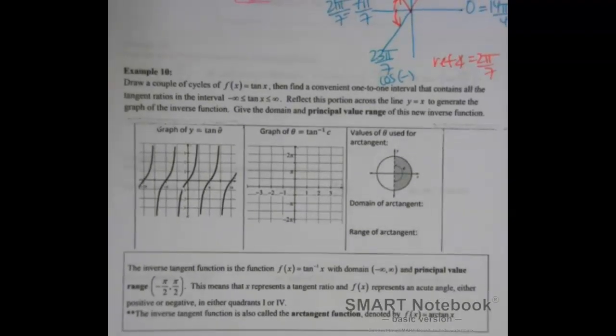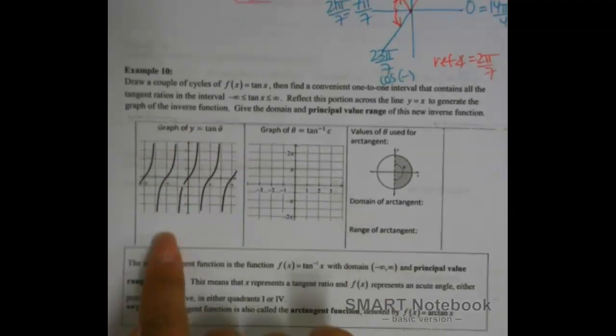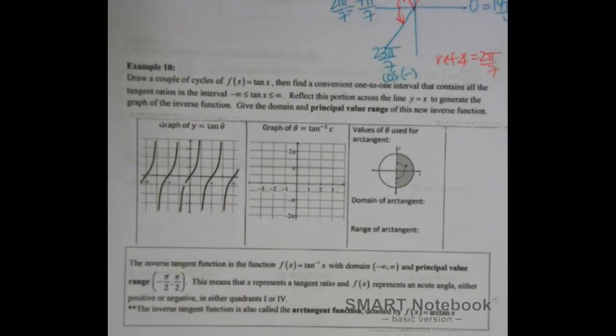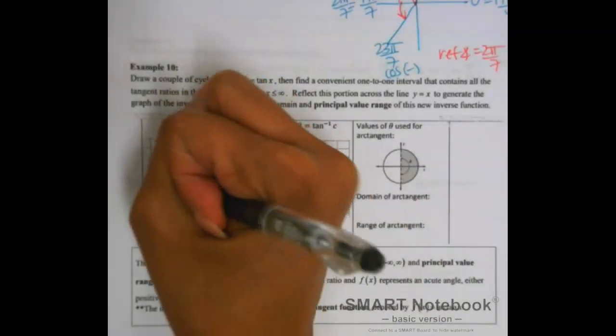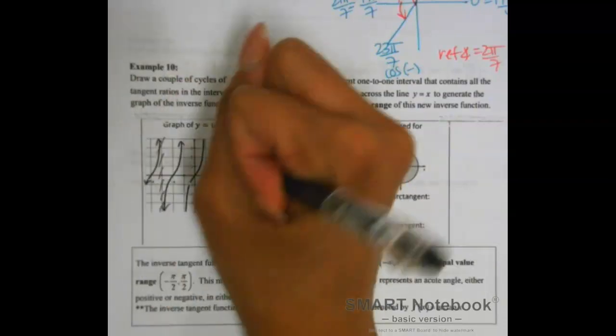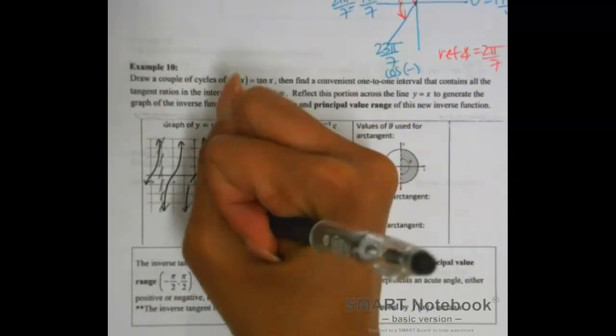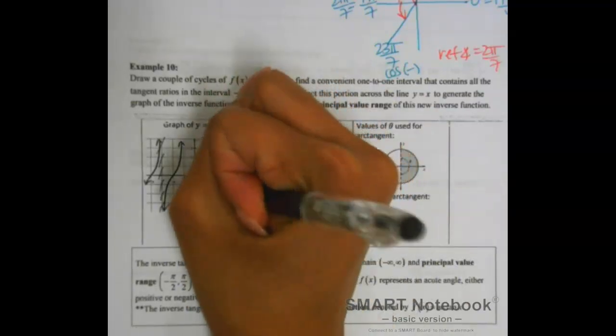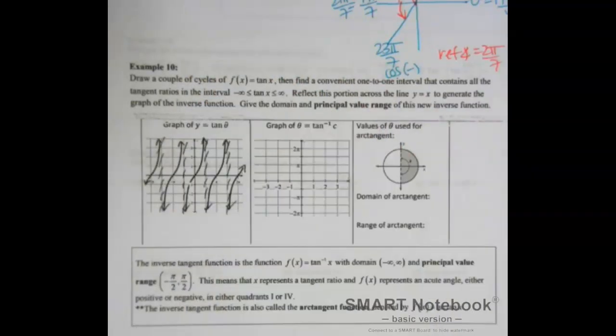So example 10 says, draw a couple cycles for f of x equals tangent of x. Okay, we've already done that here. Before I do anything with this graph, guys, what's missing? There's a few things that are missing in this. What's missing? Say it again. Asymptotes. Your asymptotes are missing. So one thing I'm going to graph in black are all of my asymptotes. And I'm also going to make little arrows because technically these graphs are going to continue going up and down. And I'll also continue with my asymptotes. You guys literally have this in your notes for your tangent parent function.